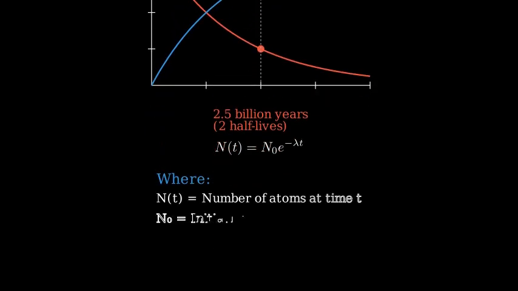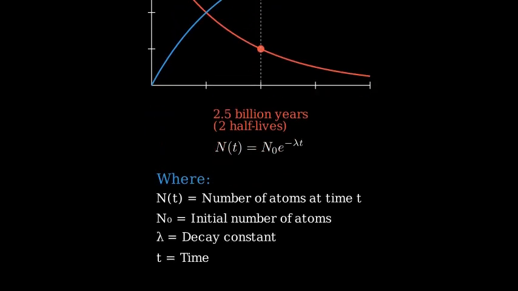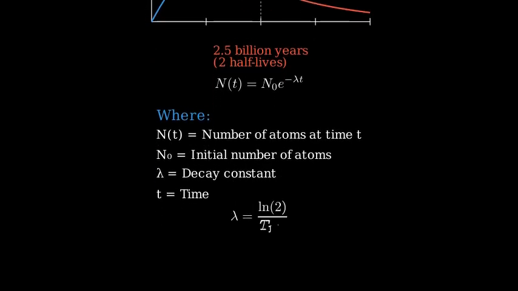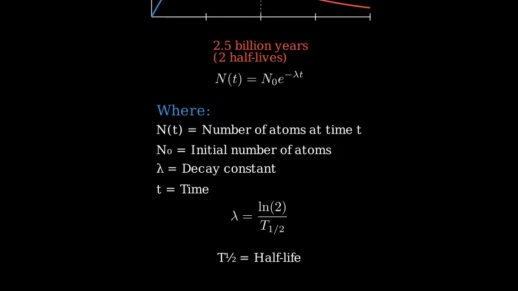The number of atoms, N, after time t is given by the equation N = N0 × e^(−λt). Here, N0 is the initial number of atoms, and λ is the decay constant. The decay constant is related to the half-life by the equation λ = ln 2 / t_half, where t_half is the half-life.